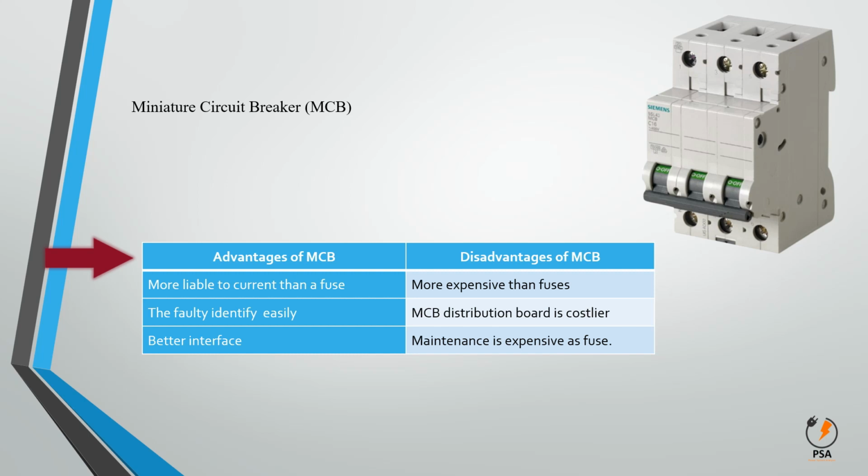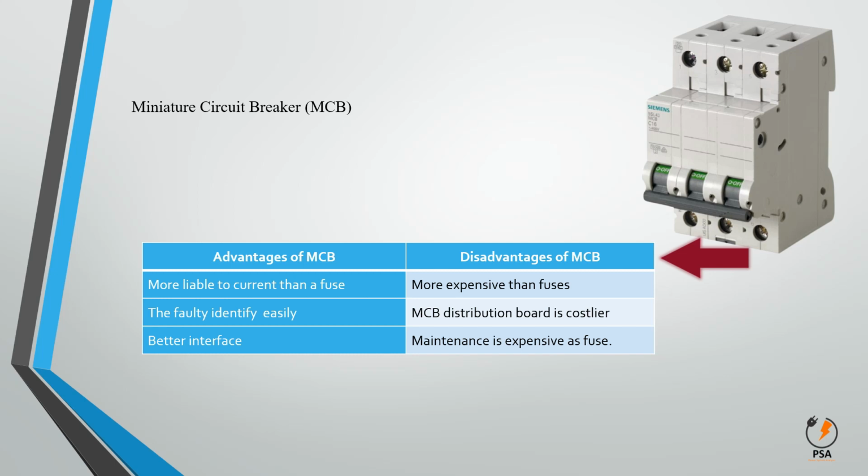They are mainly used in households, light industry, and commerce. This type of circuit breaker is more reliable with current than a fuse. By its use, the faulty area of the electric circuit can be easily identified. It can provide a better interface with the help of a knob as compared to a fuse.